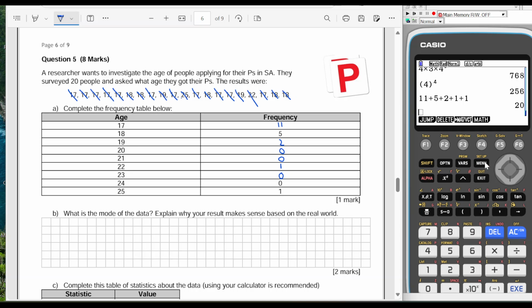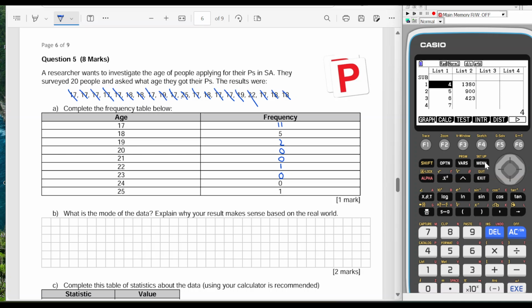Okay, let's put this frequency list in. So there's sort of 2 ways you can do this. You can do the big long list, that's going to be longer. Or you can do the frequency list. So I'm going to pop the frequency list.